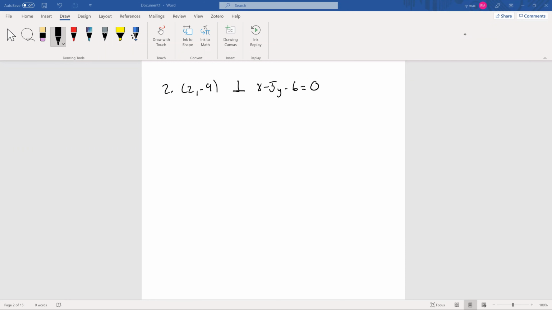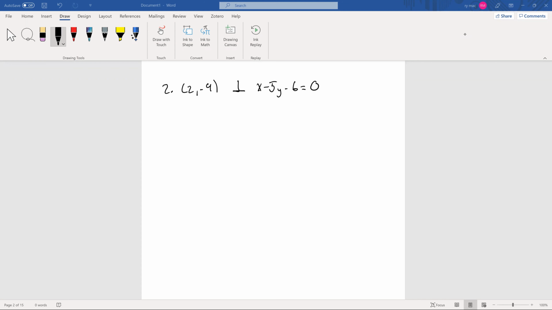All right, number 2 is pretty similar to number 1. Kind of the same question. Use the given conditions to write an equation for the line in point slope form and general form, passing through the point (2, -9) and perpendicular to the line whose equation is x minus 5y minus 6 is equal to 0. And they're first asking for the equation of the line in point slope form.